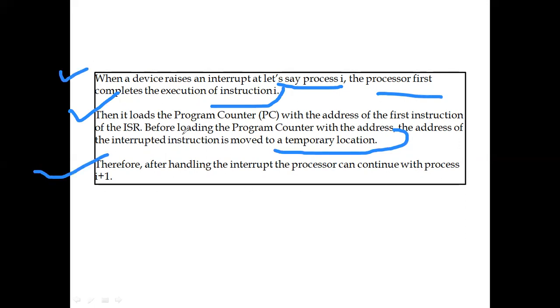तो कभी क्या हो सकता है, जो करंट प्रोसेस कर रहा था, से I, इसका इंस्ट्रक्शन कंप्लीशन जो हो गया है, ठीक है, तो इसके इंफॉर्मेशन एक टेम्पोररी लोकेशन में रख दिया गया है, इसके द्वारा obviously your processor is doing that.